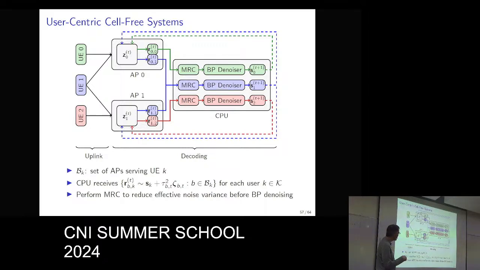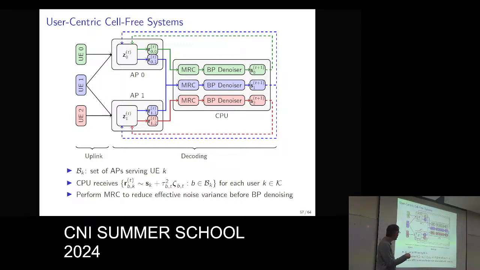So for the users that are seen only from one access point, you can pass them to a BP denoiser in AMP, just like we did for a single cell. For this user over here, the problem is you're going to get effective observations from 2 sites, because that user is being picked up by 2 access points.